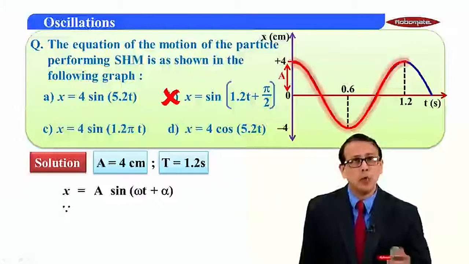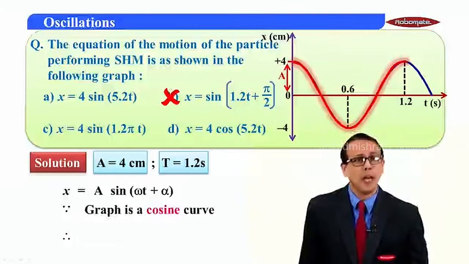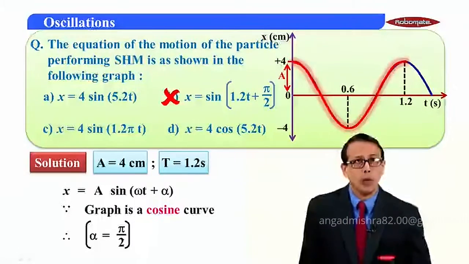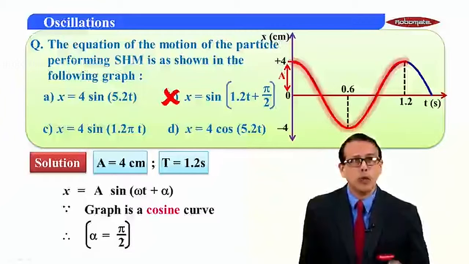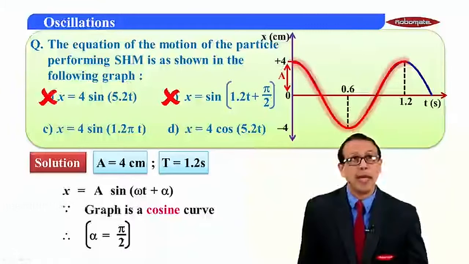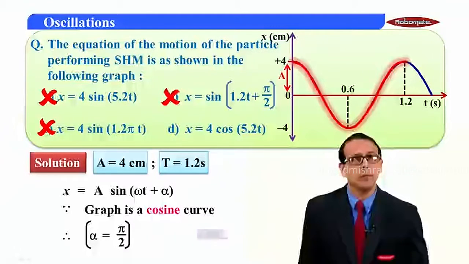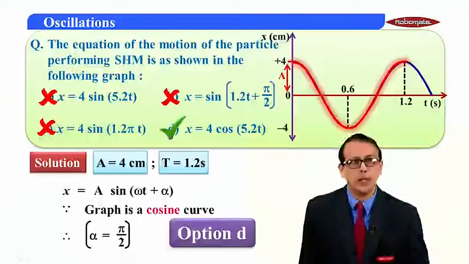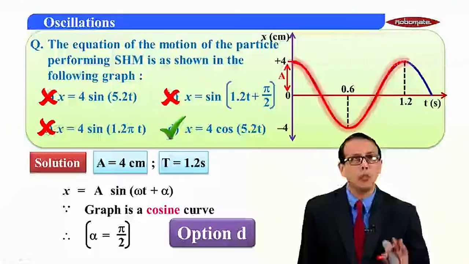Now, since this is a cosine curve, that means your initial angle alpha is pi by 2. If we look at option A, which is x is 4 sine 5.2 t, the coefficient of t is always omega. That means alpha here is 0. Therefore, option A cannot be the answer. Likewise, alpha for C is also 0, and hence C cannot be the answer. So, A, B and C cannot be the answer. Therefore, students, the correct answer is option D. So, by elimination method, we have solved this MCQ without actually going for the solution.